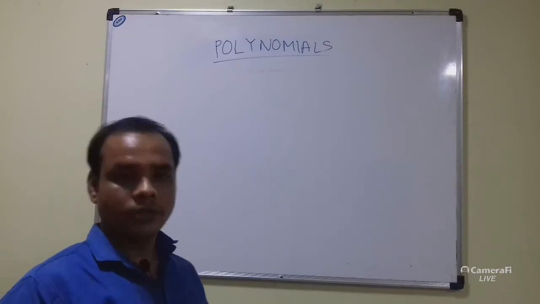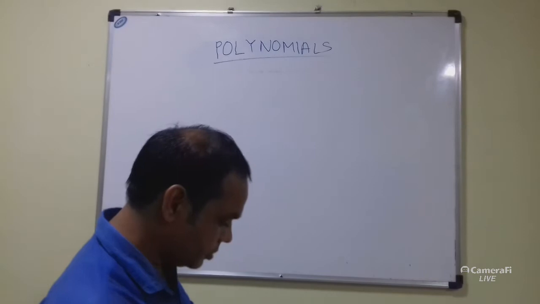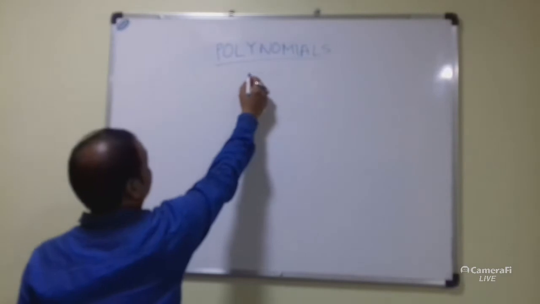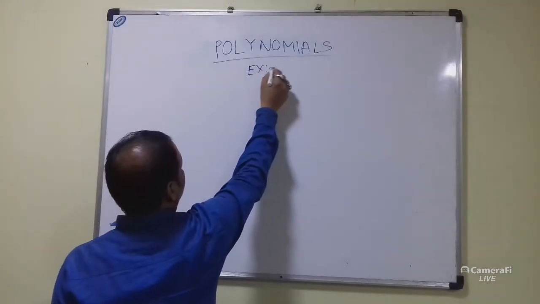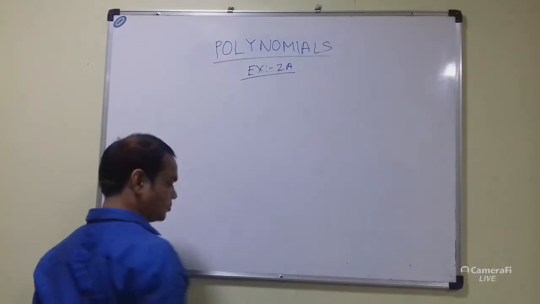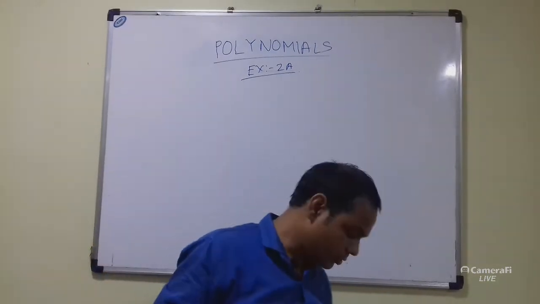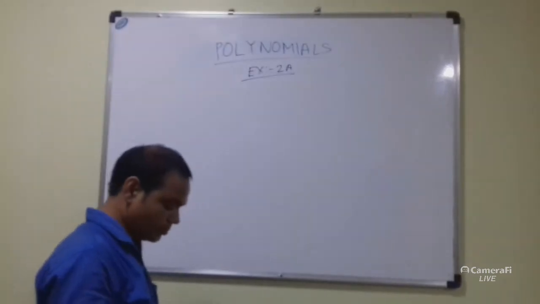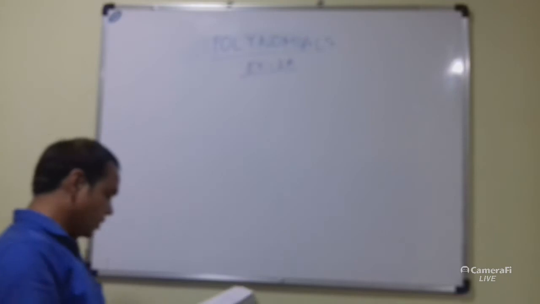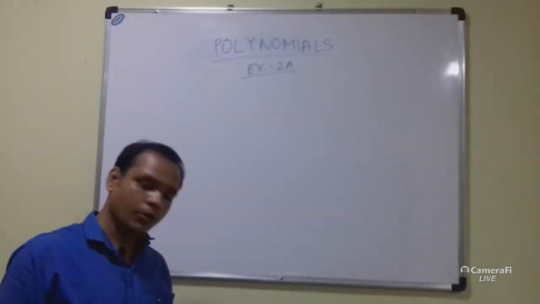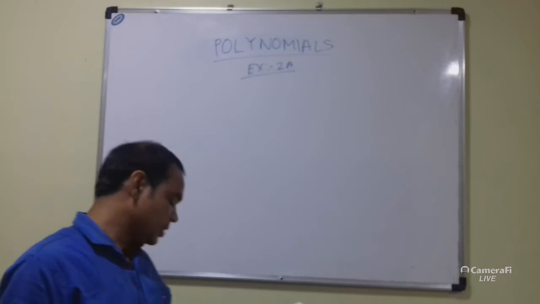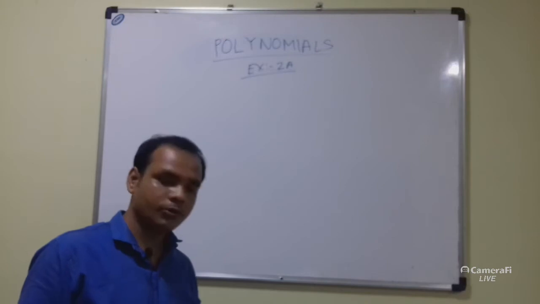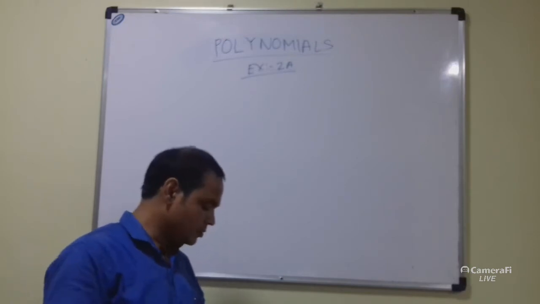So today we are going to solve some problems. At first I am going to solve some problems from exercise 2A, from the R.S. Agarwal book. The first question is, which of the following expressions are polynomials? In case of a polynomial, write its degree. There are 15 problems, but I am going to solve some of them.